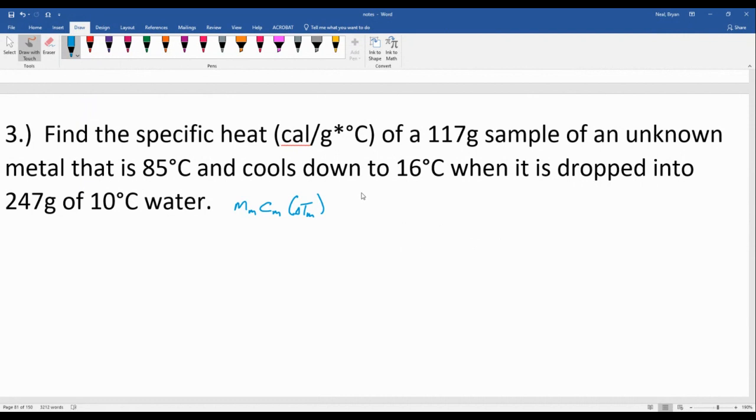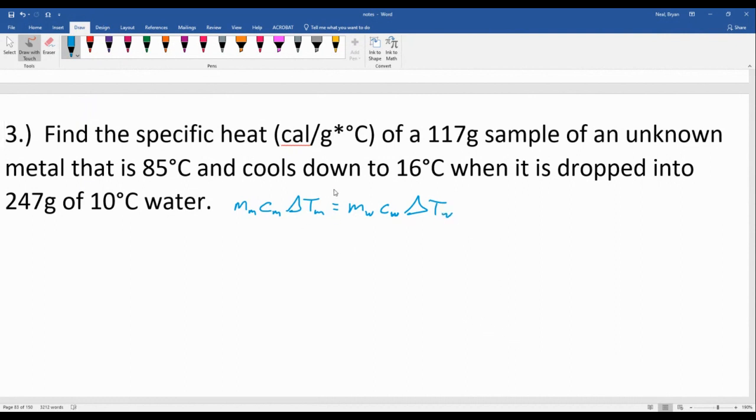gives the certain amount of heat lost for the metal. So I'm going to write that a little bit more consistently though. And because that heat gets lost from the metal and goes to the water, then it's equal to another one of those MC delta T formulas. So the mass of the water, specific heat constant for water, and the change in temperature for water.